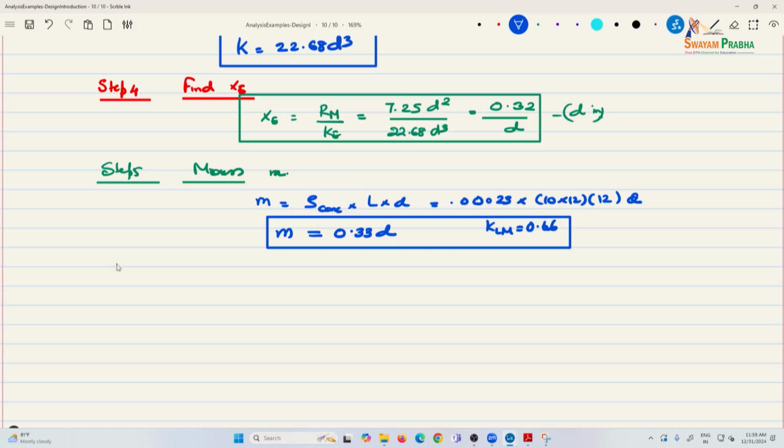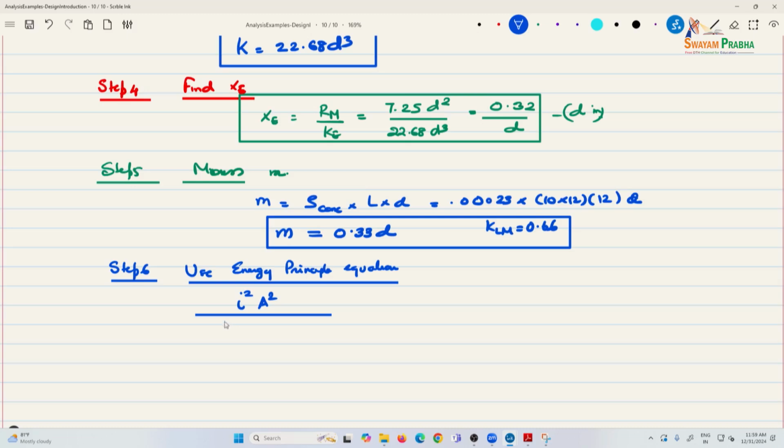Now, we have this, then use the energy principle equation, where you have I square A square divided by 2 KLM M equals Rm Xe by 2 plus Rm. So, you can see it is a fairly straightforward procedure for certain scenarios. We have assumed rigid plastic in this case.